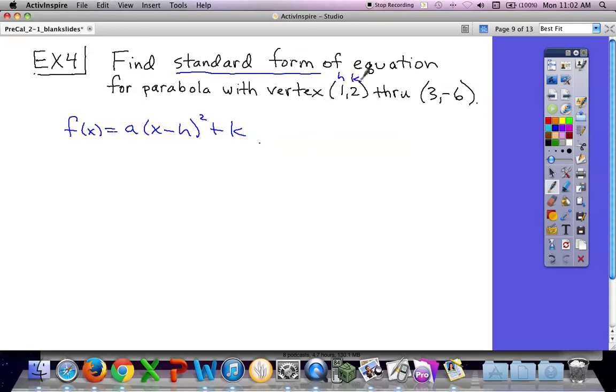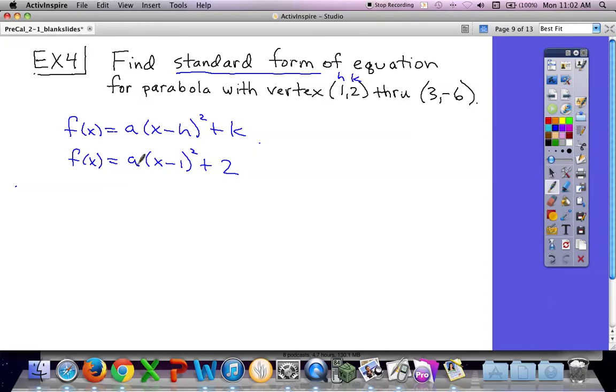So substitute for those right away. Right? Write it like this. F of x equals a times x minus 1 squared plus 2. Okay, now, what's the only thing we need to fill in for? Just the a, okay? Well, there must be some reason why they gave you a point, not the vertex. And the reason is so that you can plug in here for x and y. And then the only thing you won't know is a.